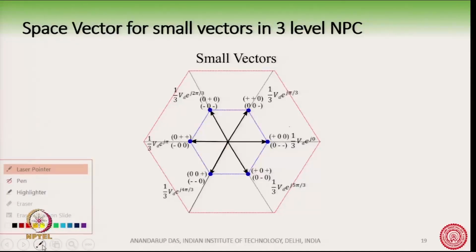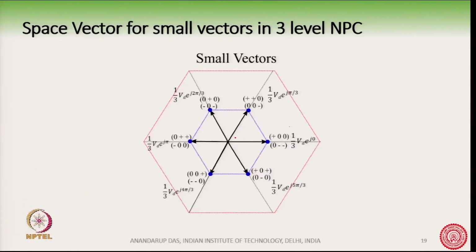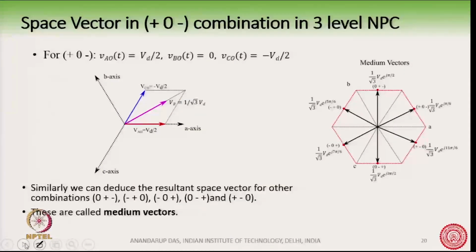So, what will be the 0 here? 0 means this will be plus plus plus, 0 0 0 or minus minus minus. So, these vectors are here. These are the smallest 3 zero vectors, and then you have the 6 small vectors here. Now, let us take some other combination by which we will be able to reach the outer hexagon. So, let us take a combination, say plus 0 minus.